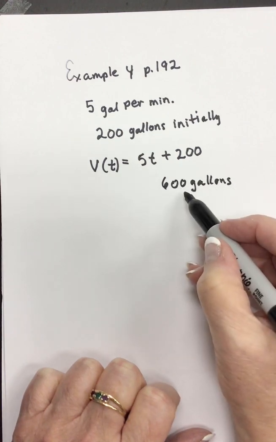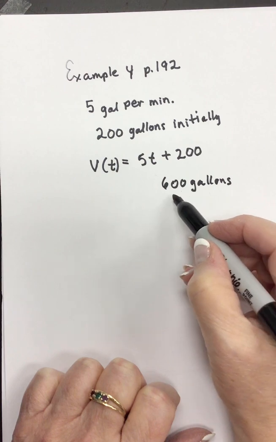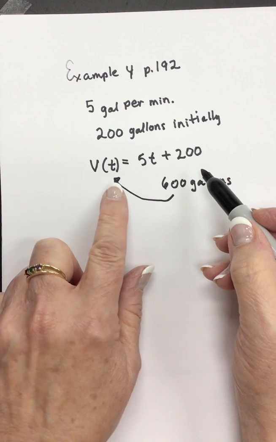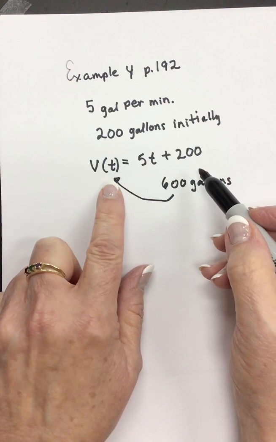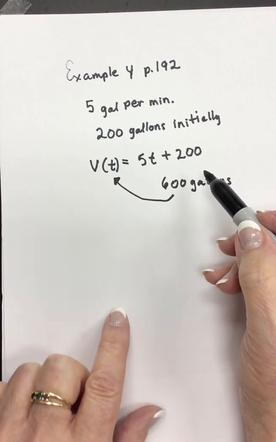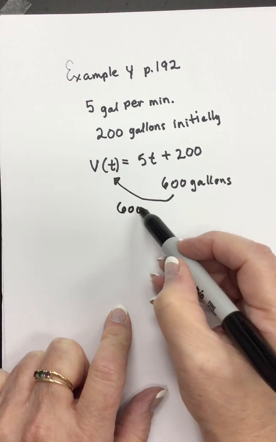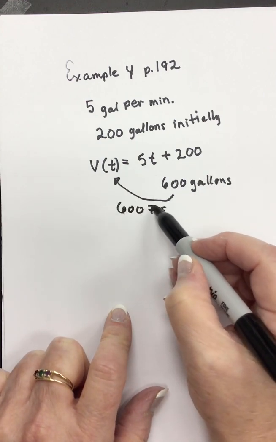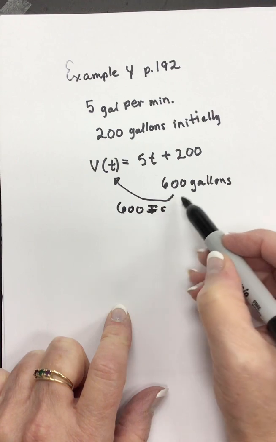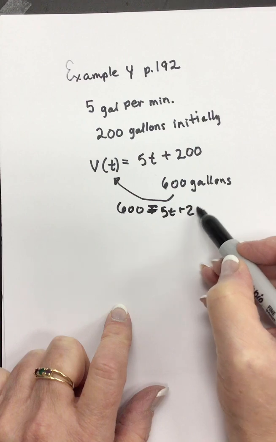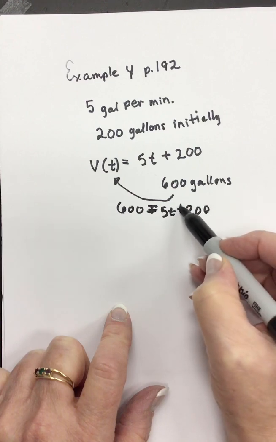So what is the 600 going to plug in for? Well, the 600 is going to plug in for the V of T. This is not V times T, this is volume with respect to time. So that's function notation, just like f of x. So I'm going to say 600 equals 5T plus 200. So now we're solving for T, right?